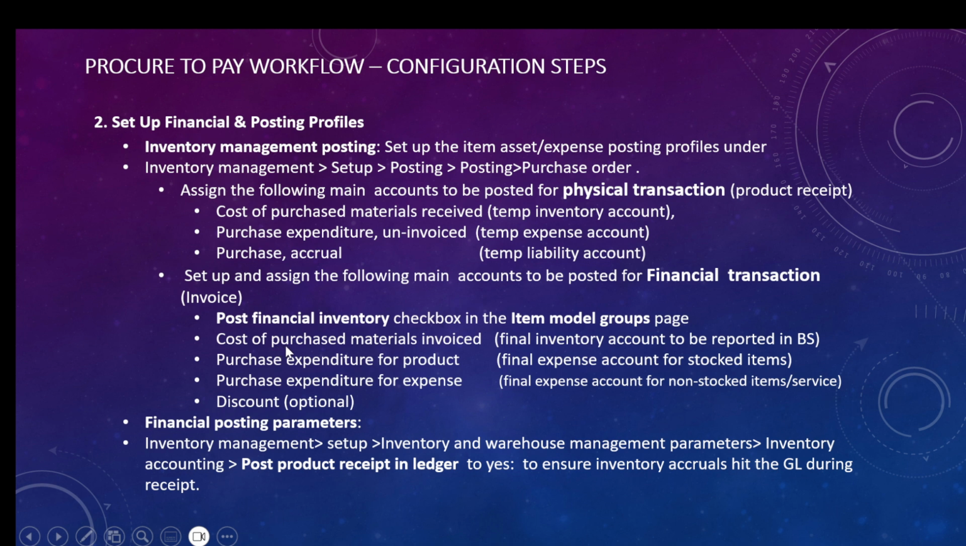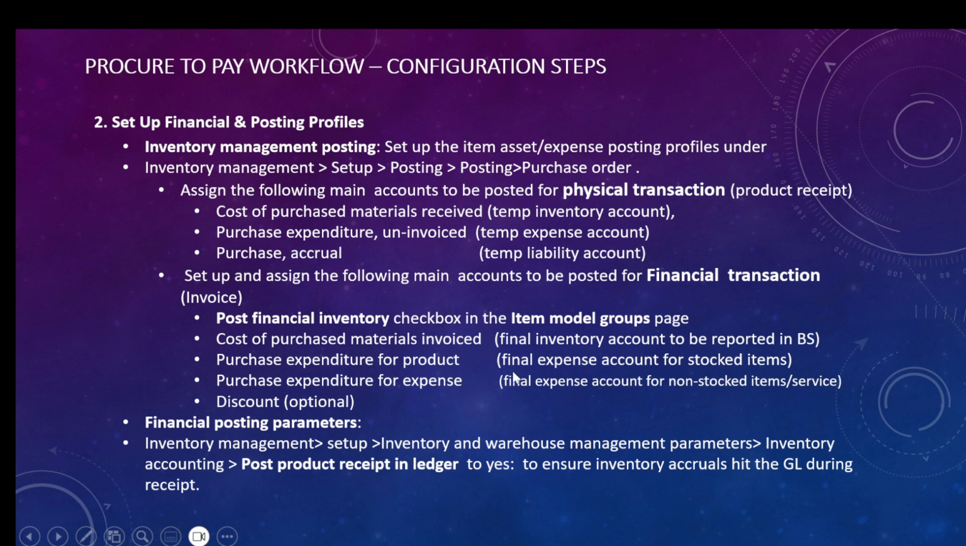And then for the financial part, there are 3 other accounts. The first one is the cost of purchase materials invoiced. Look at it. Here it is uninvoiced, or just materials received. Here it is invoiced. This is the final inventory account. And then the second is the purchase expenditure for product. Earlier it was uninvoiced. Now it is invoiced. It is a final expense account for stocked items. Look at this again. There is a difference here.